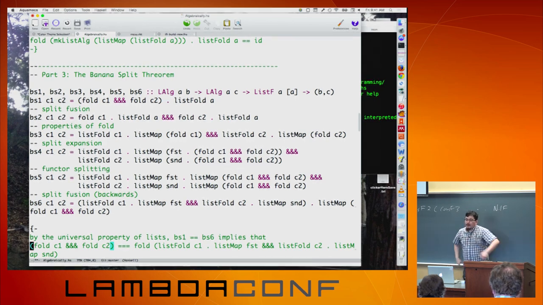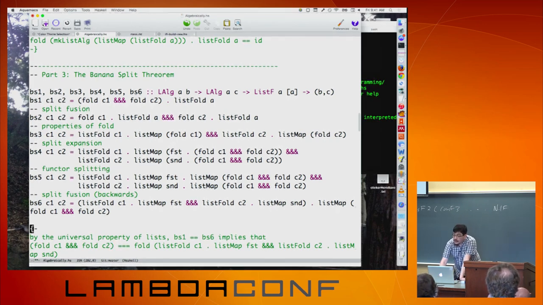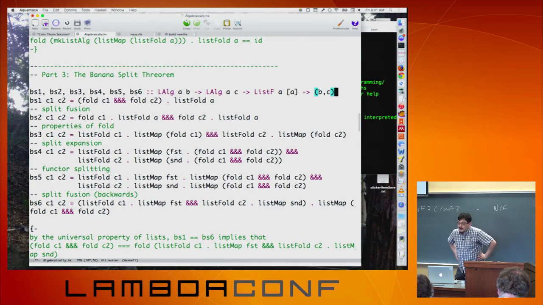Now, the interesting part about it, outside of the fact itself, is that it's our first example of true program calculation. It's something that can be proved entirely using identities and using the laws we've given. And that's what I'm showing you here: I have many functions, BS 1 through 6. They are all of the same type signature. They take two list algebras, and they take a list F of A, which is isomorphic to a list of A. And they give you back a pair of B and C.